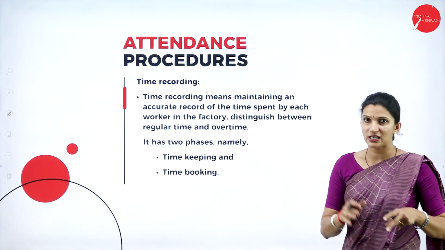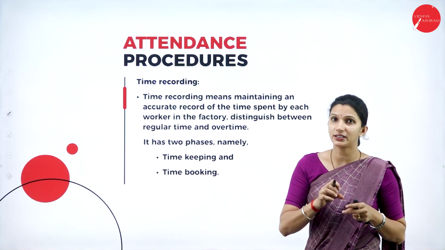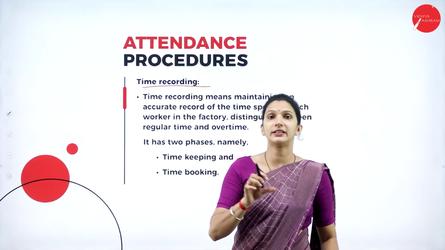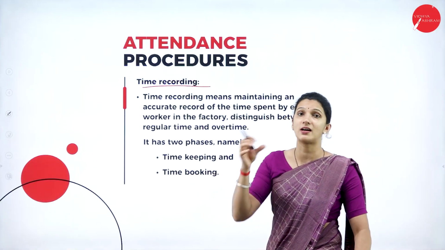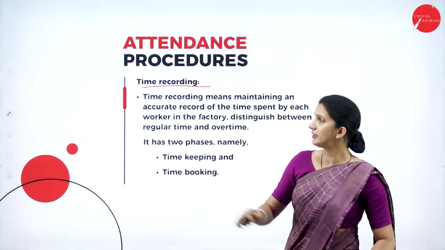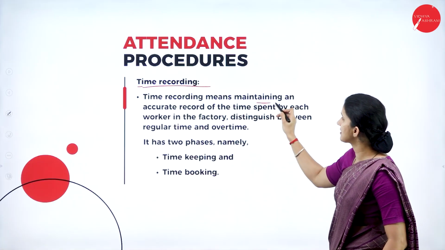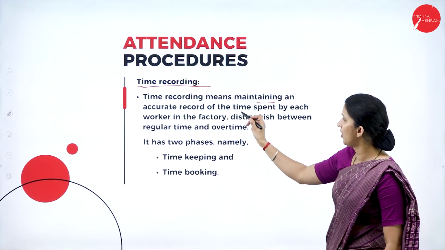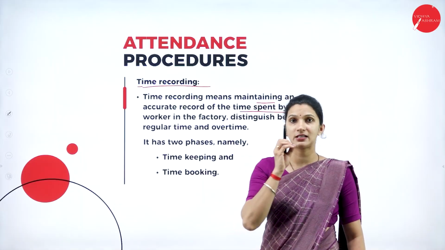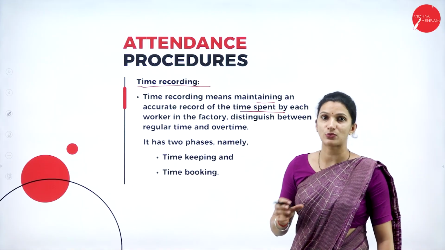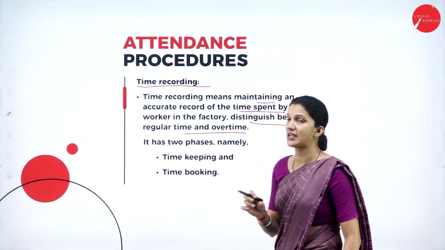So what are the attendance procedures? Here we have two systems. One is time recording. Under attendance procedures, we record all the times, that is, when the employees entered the factory and how long they were engaged in work in the factory. All that is considered under the time recording procedure. Time recording means maintaining an accurate record of the time spent by each worker in the factory, and distinguishing between regular time and overtime.